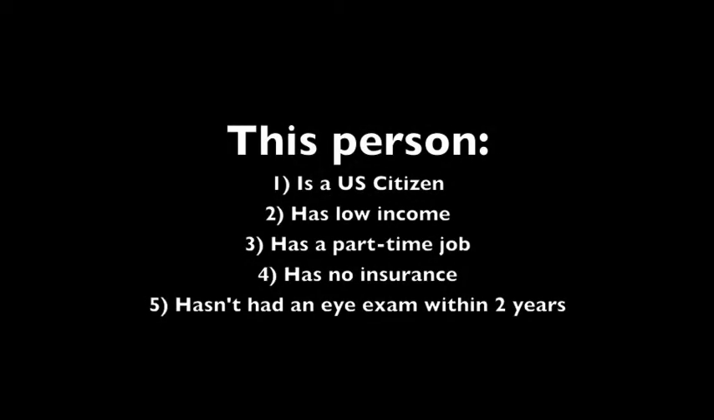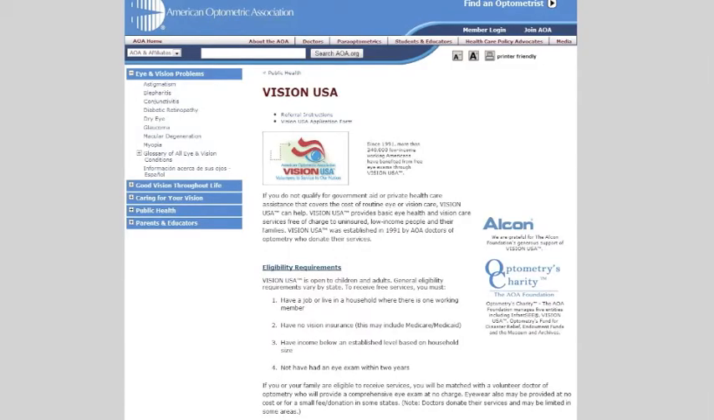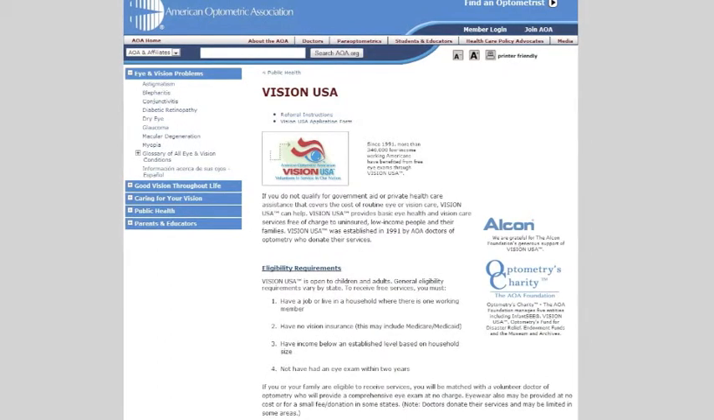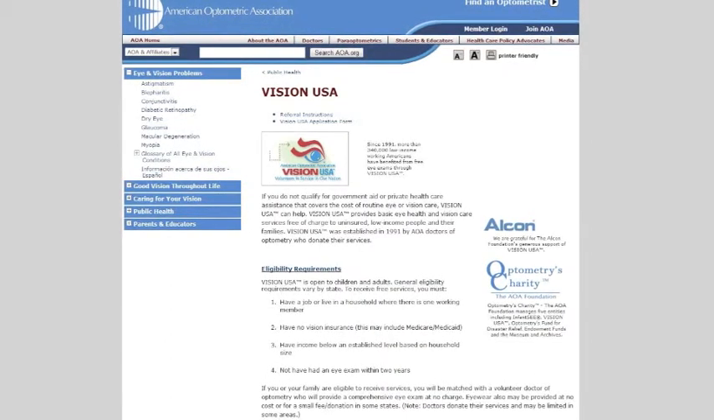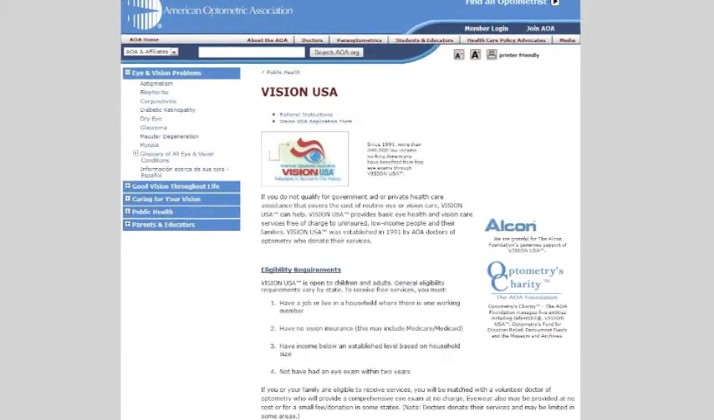What about Vision USA? She is a U.S. citizen with low income, has a part-time job, and has no insurance. She also meets a criteria of not having had an eye exam within 2 years. Therefore, you should connect her with Vision USA in addition to connecting her to Eye Care America. Provide her with the Vision USA 800 number and make sure she gives them a call.